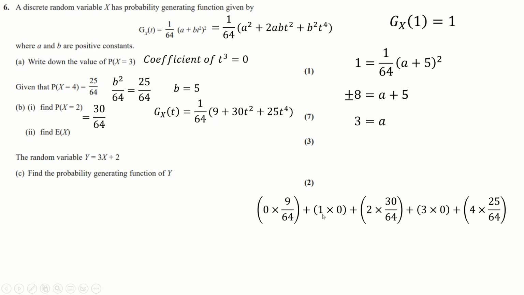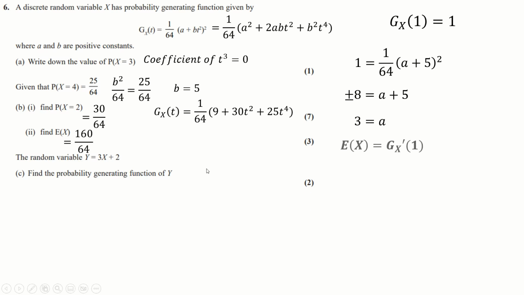So we've got that plus 1 times, this is if X is 1. But the probability of X being 1 is 0 because there's no coefficient of t to the 1. And then 2 times the probability of getting X is 2, which is the coefficient of t squared, which is 30 over 64, plus the next one, which is 0, plus 25 over 64 times 4. And you could work that out and you get this.